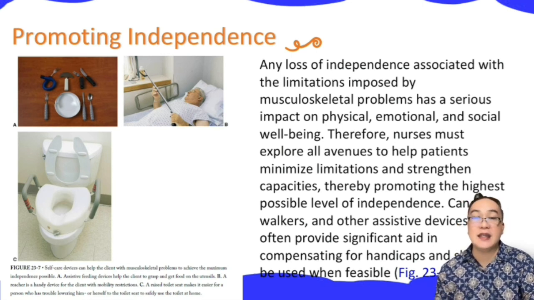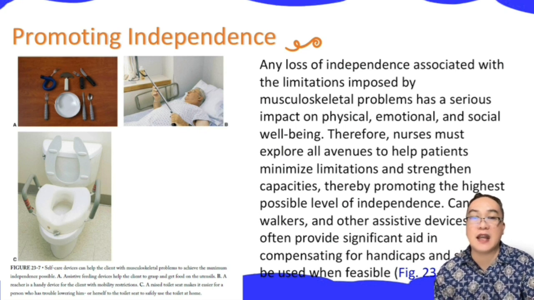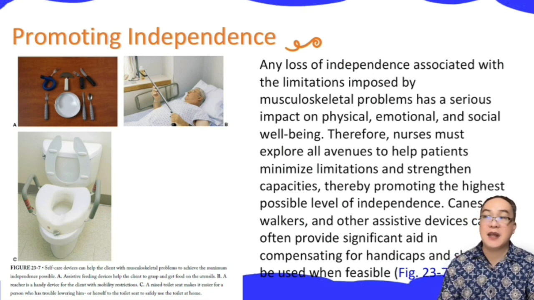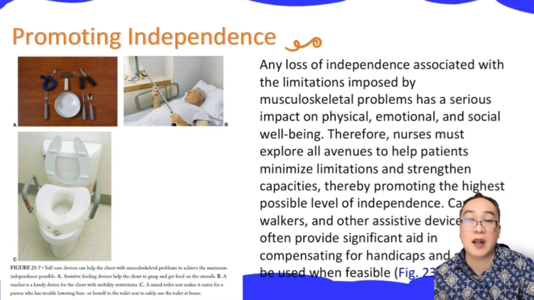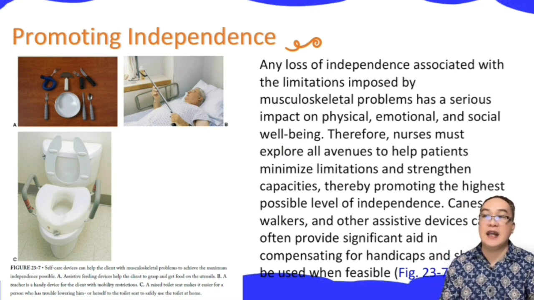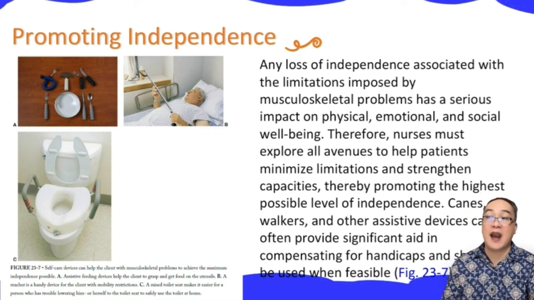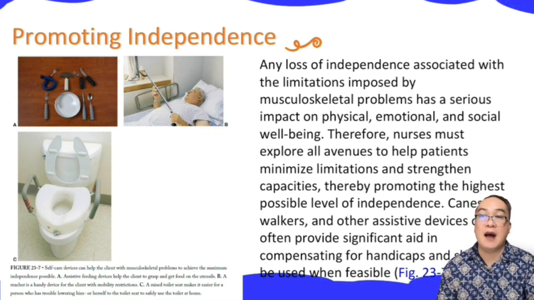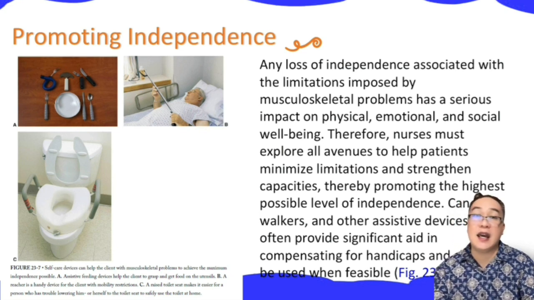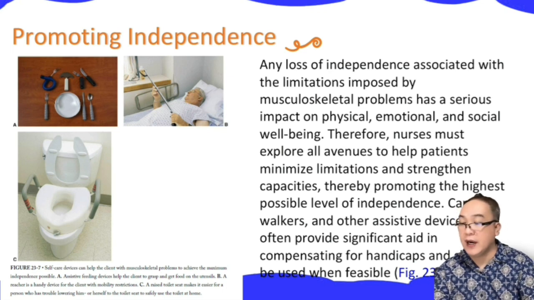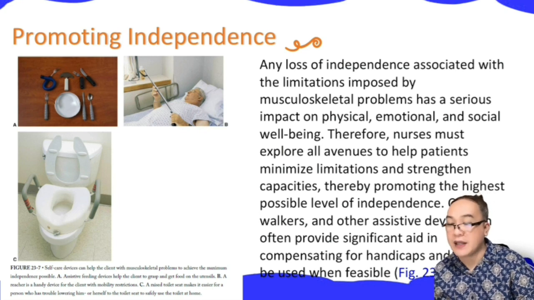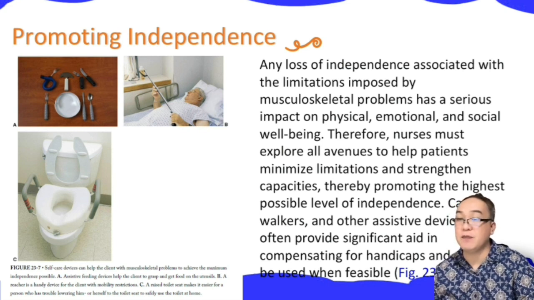The use of canes, walkers, and other assistive devices can often provide significant aid in compensating for handicaps and should be used when feasible. Physical and occupational therapies can be valuable resources in determining appropriate assistive devices for specific deficits. As you can see on the PowerPoint presentation, these are the self-care devices that can help the client with musculoskeletal problems achieve the maximum independence possible.